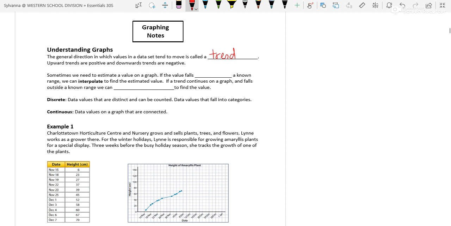So if we're looking at a value inside our graph, that's called interpolate. If a value falls inside, it's known as interpolate. We interpolate to find the estimated value. If the trend continues on the graph and falls outside of the range that's already given to us, then we have to extrapolate to find that value. So we have to go outside the graph to find the value.